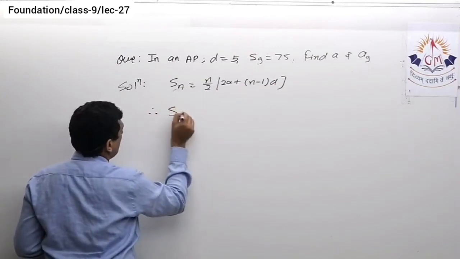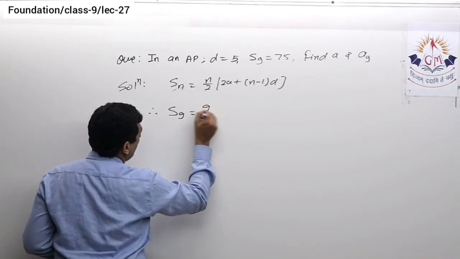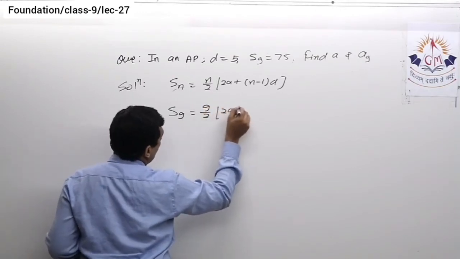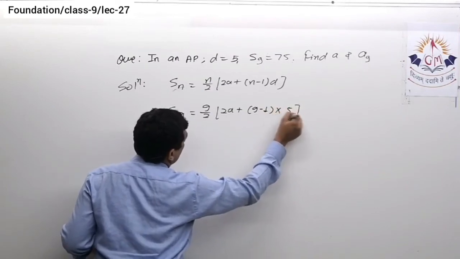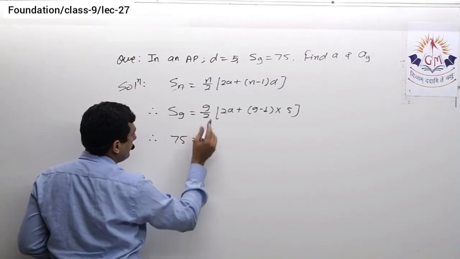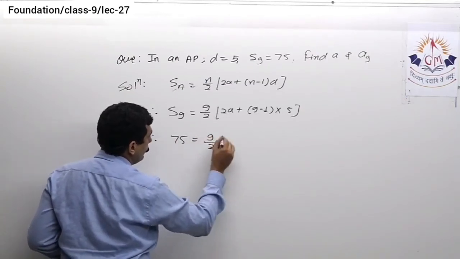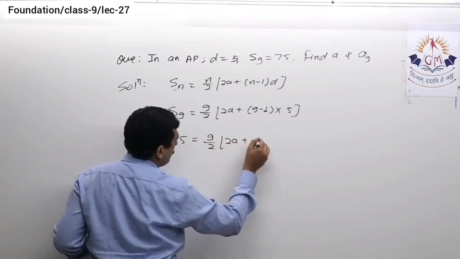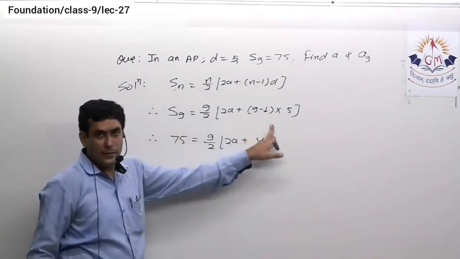So S9 is equal to 9 by 2, 2a plus 9 minus 1 into d, which is 5. d is 5. Also S9 is 75. 75 is equal to 9 by 2, 2a plus 8 into 5, that is 40. Okay, 9 minus 1 is 8, 8 into 5, 40.